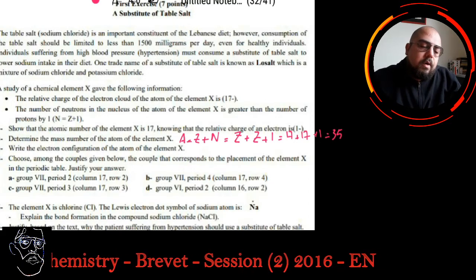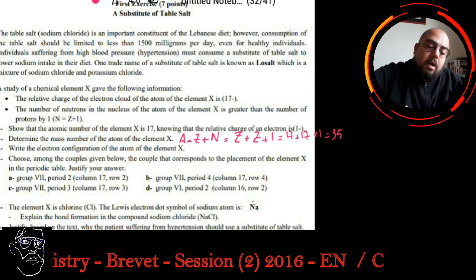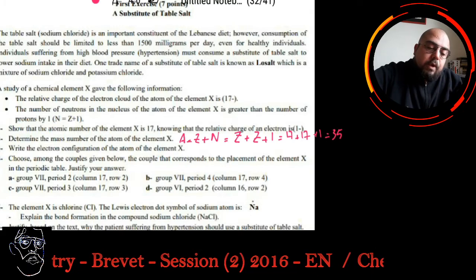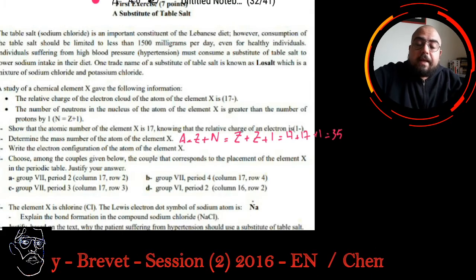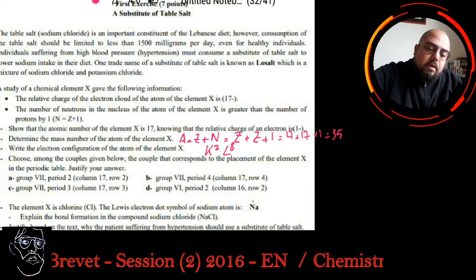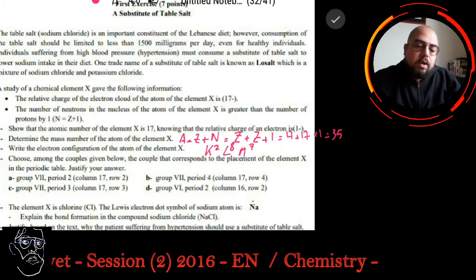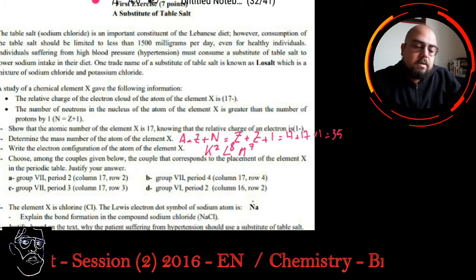Write the electron configuration of the atom of the element X. So we need to find out the electron configuration. We have 17 electrons, so you will have K2, L8, M7. This is the electron configuration of the atom X.